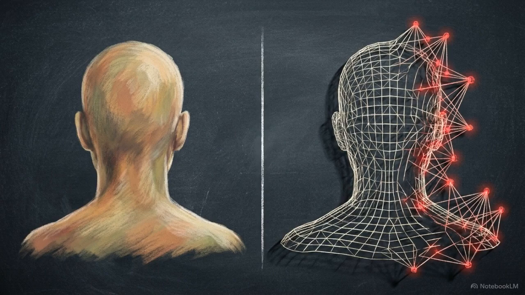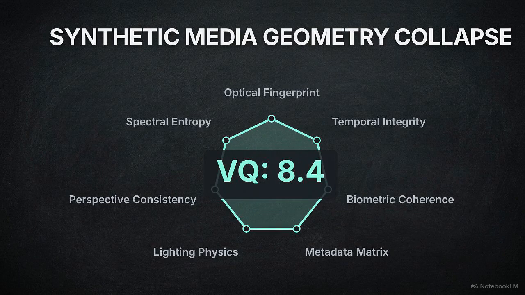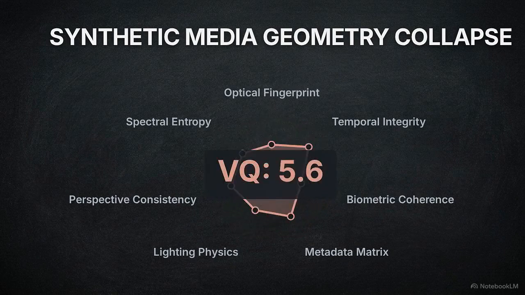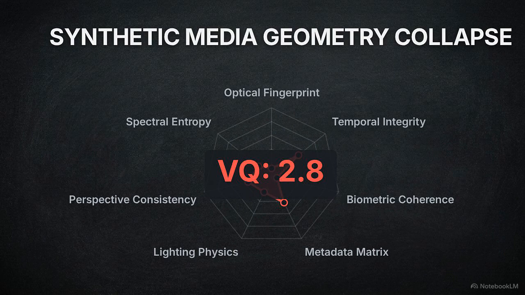Even when a deepfake looks flawless to a human viewer, its underlying physics are mathematically broken. Synthetic media causes the geometry to fail. The shape collapses where physical logic breaks down, resulting in a jagged red polygon and a VQ score of 2.8. This provides a direct visual mapping of the mathematical manifold, exposing precisely where the data is inconsistent.